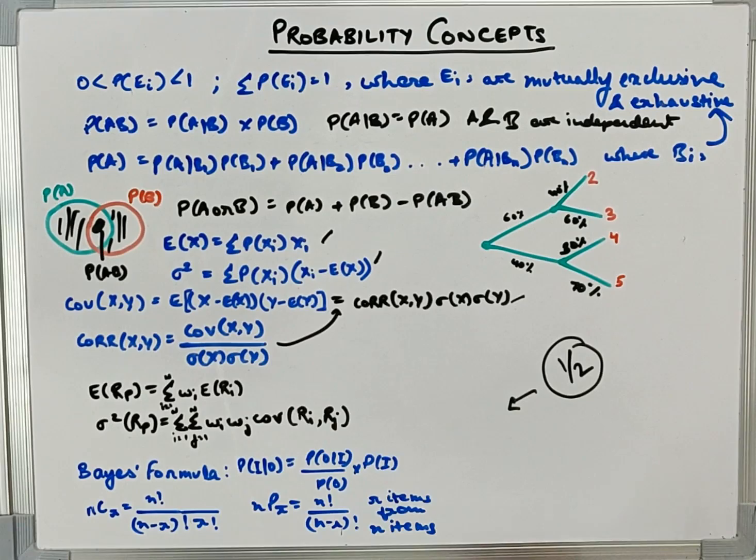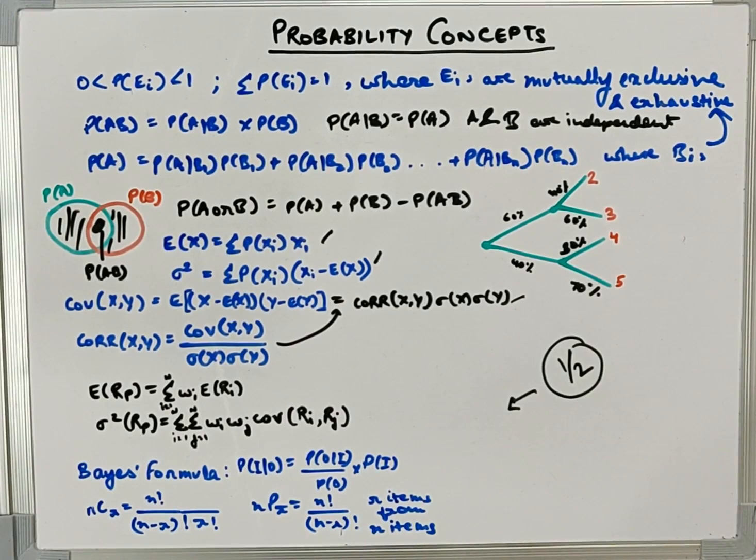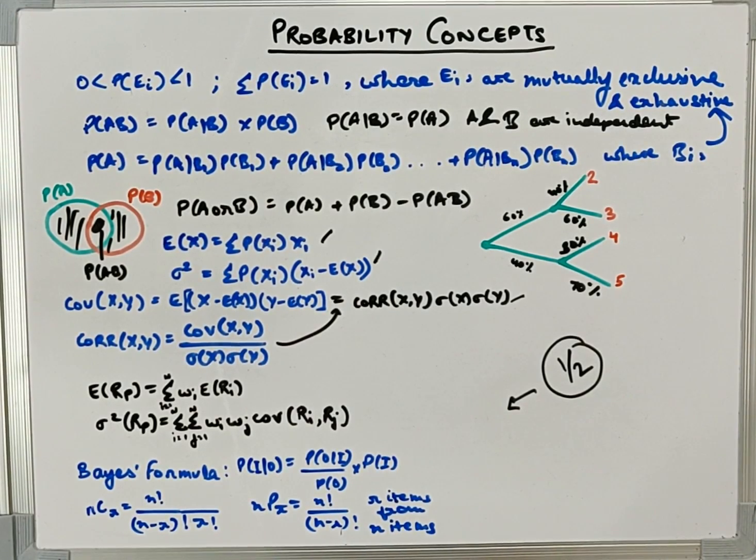Correlation is essentially covariance divided by the product of the standard deviations of the two variables, and it is between -1 and 1. Absolute value between 0 and 1.